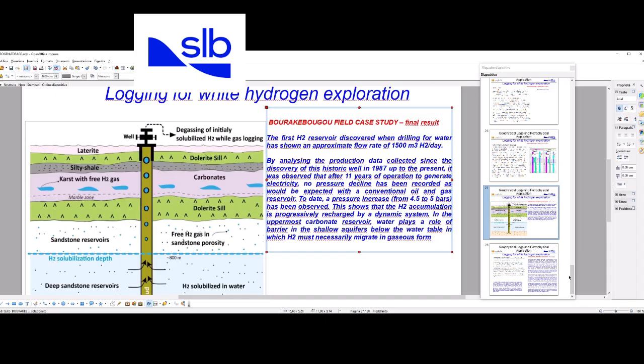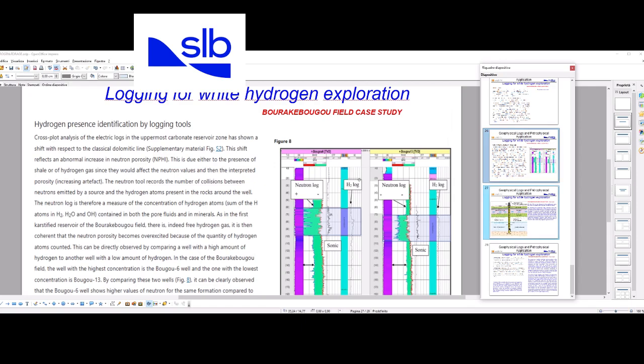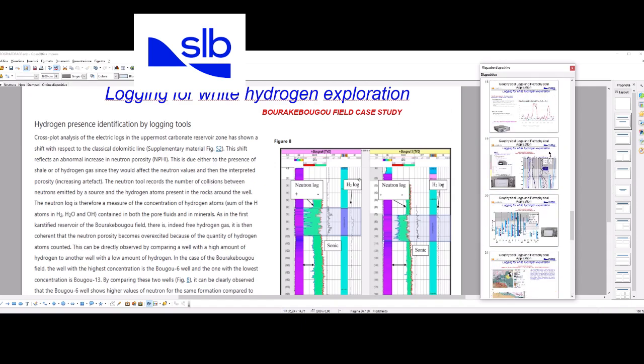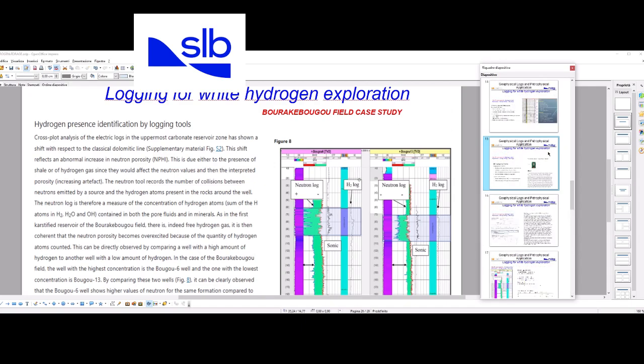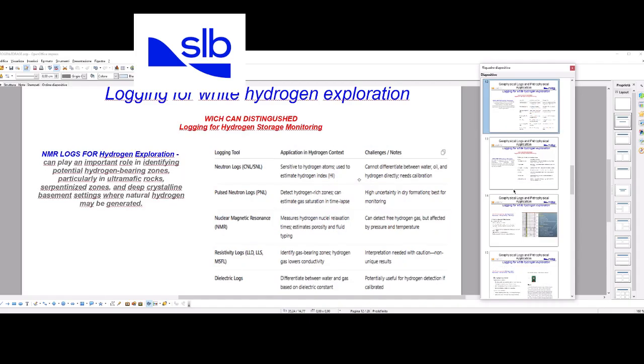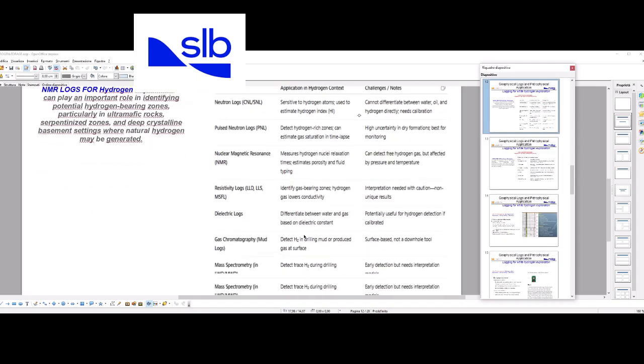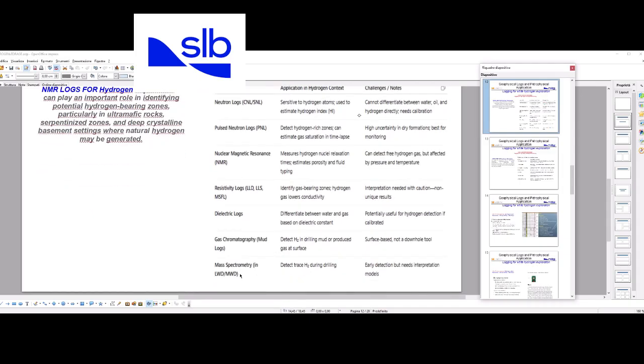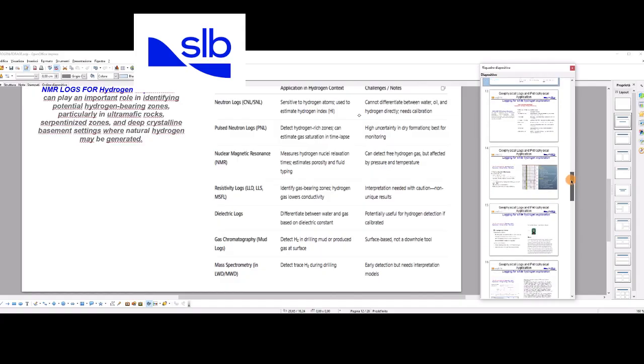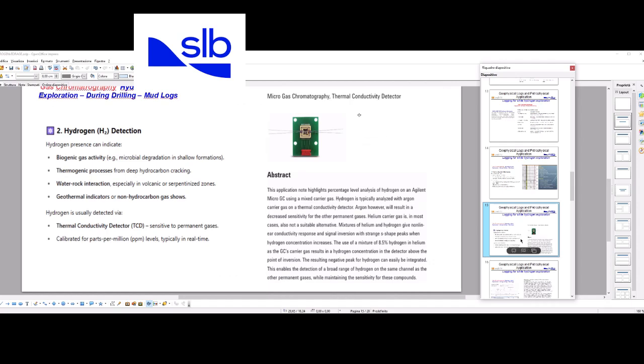Thanks for attention, and so in next appointment I think we'll talk about the last hydrogen logs technique, that is mass spectrometry during drilling, also logging while drilling and mud while drilling, to detect trace of hydrogen during drilling. Today we focused on gas chromatography.